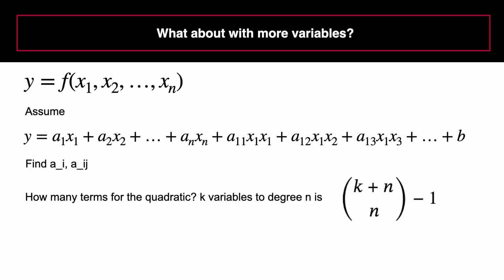But the issue with doing this is that the number of terms that you have grows exponentially with the number of inputs. So what do I mean by that? Well, there's the exact formula right there. If you have k variables to degree n, then you have (k+n choose n) minus 1 terms, which, again, this is the non-math version of the talk. So let's just put a number in there and see what it's like.